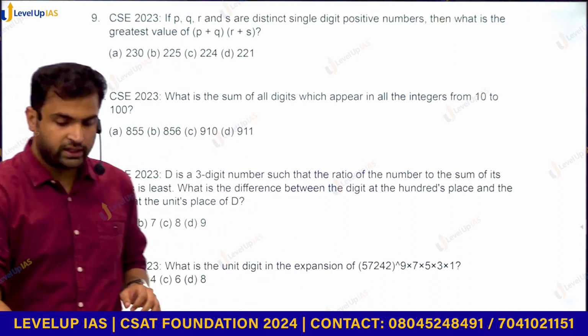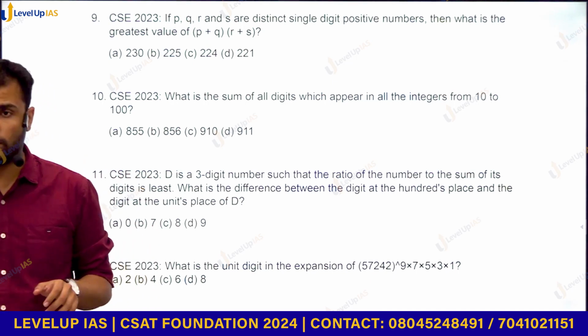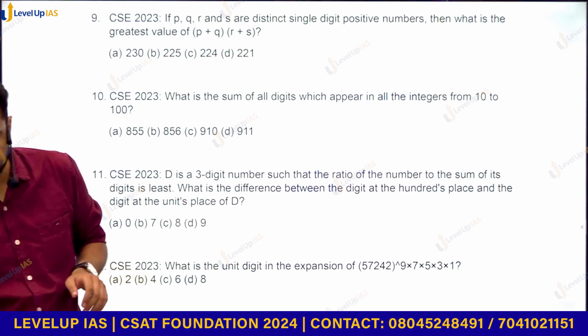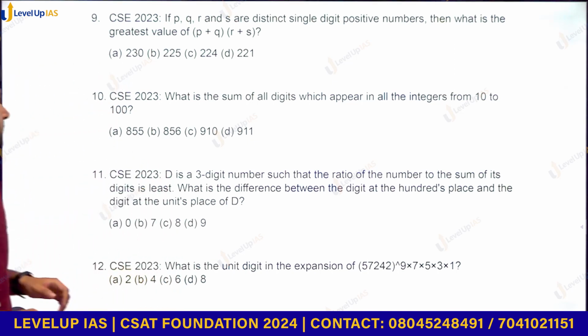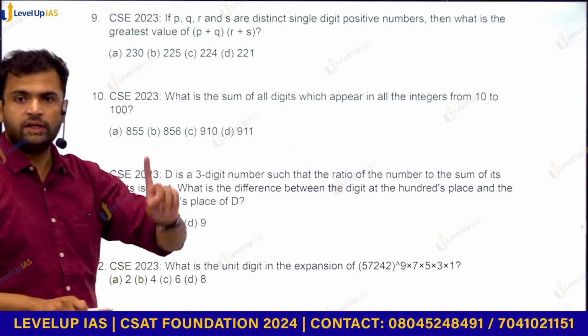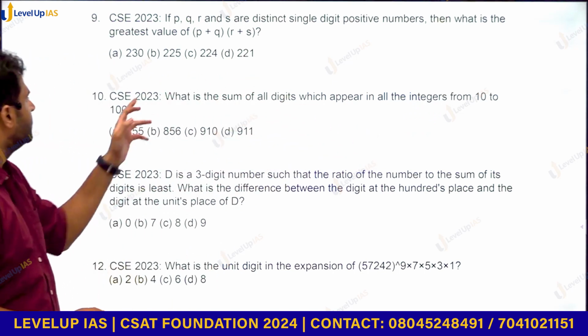Now let us see the next question. Very interesting one, but very simple one. No formulas again. The question is, what is the sum of all the digits, meaning single digits, that appear in all the integers from 10 to 100?